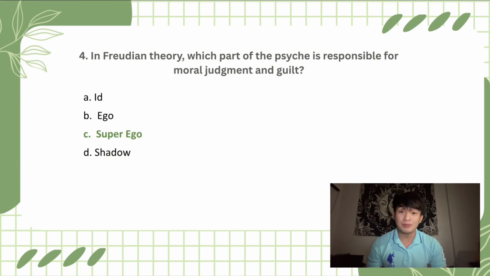Now, actually, Sigmund Freud divided the psyche into three: the id or the desire, the ego, the rational mediator, and the superego, the moral conscience. Well, the superego imposes guilt and moral judgment or ethical judgment, which is the best answer for this question. So let's proceed to why the other choices are not the correct answer.